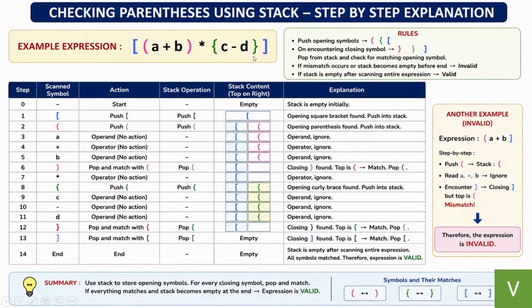So at the 12th iteration, we can observe that it is a closing flower brace. So now pop out the top element from the stack and compare whether the pair is matching or not. So it is matching. Now pop out the element from the stack. If it is not matching, we will return that it is an invalid parenthesis.